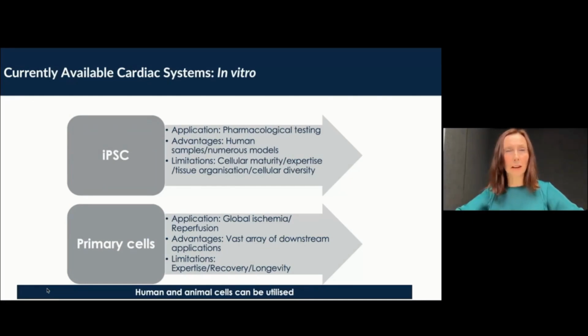Limitations, expertise. I've certainly had my fair share of failed primary cardiac myocytes, also the recovery, but also, and finally, the longevity. But the overall advantage of our in vitro system is that we can use both clinical and preclinical cells to take an in vitro approach.